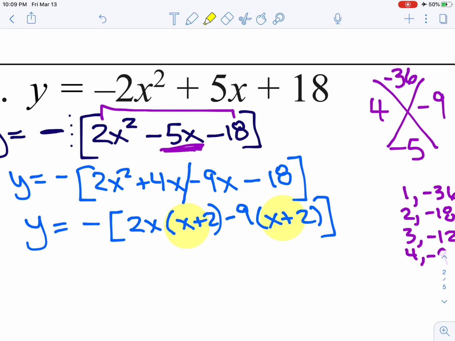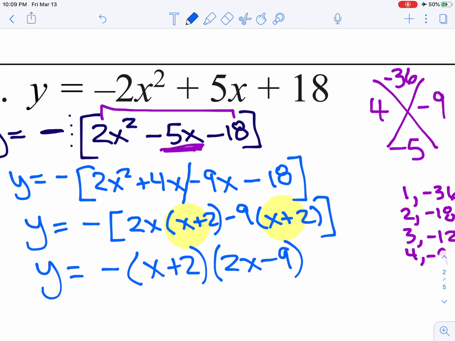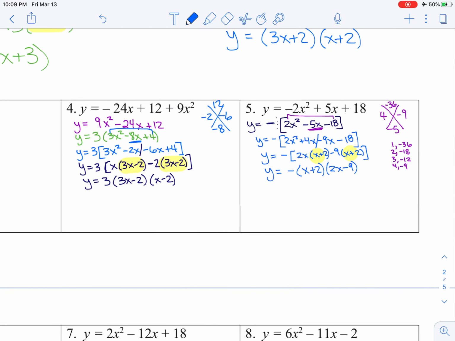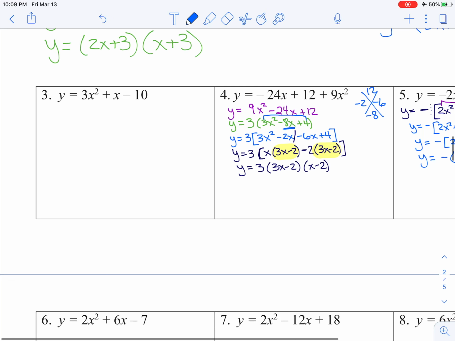My two sets of parentheses are exactly the same. So make sure to write that negative that you've already factored out. Write down the x plus 2, because that's what they have in common. We factored that out. And a 2x minus 9. Okay, I actually want you to do number 3 real quick.